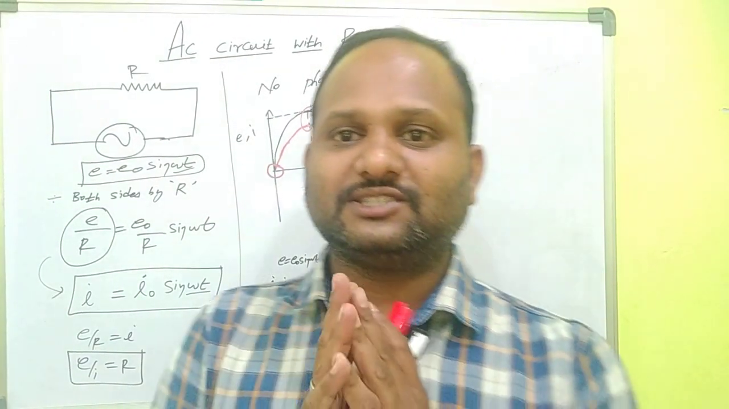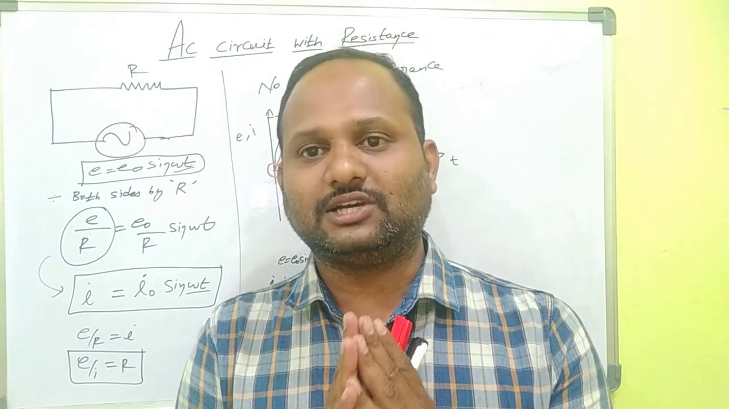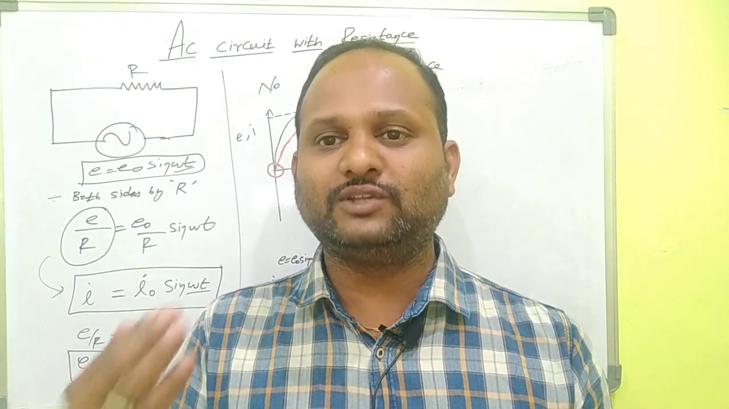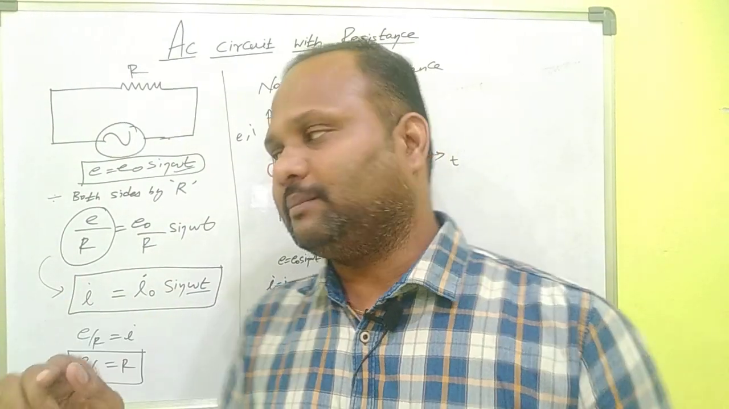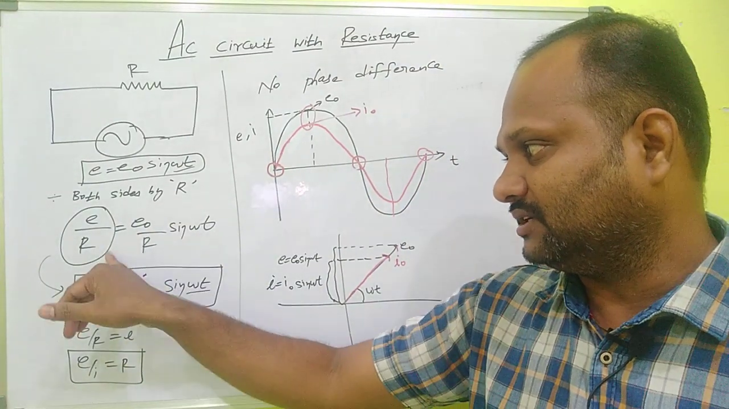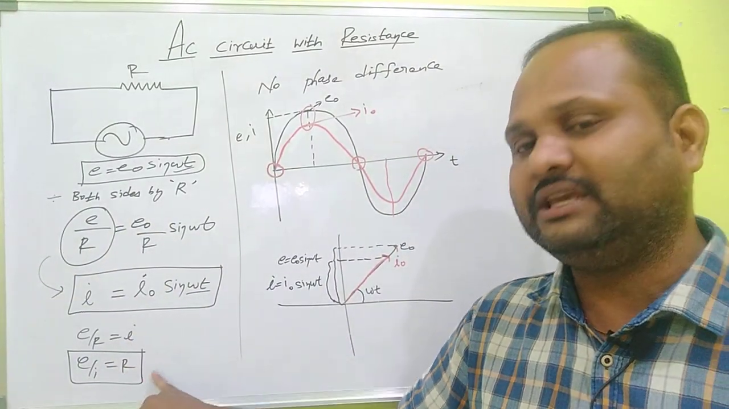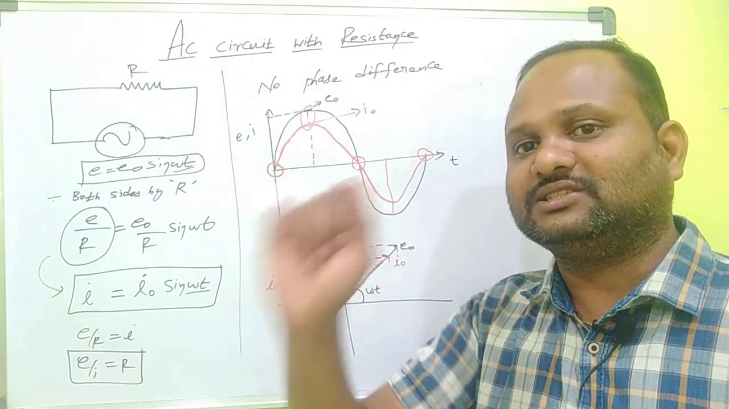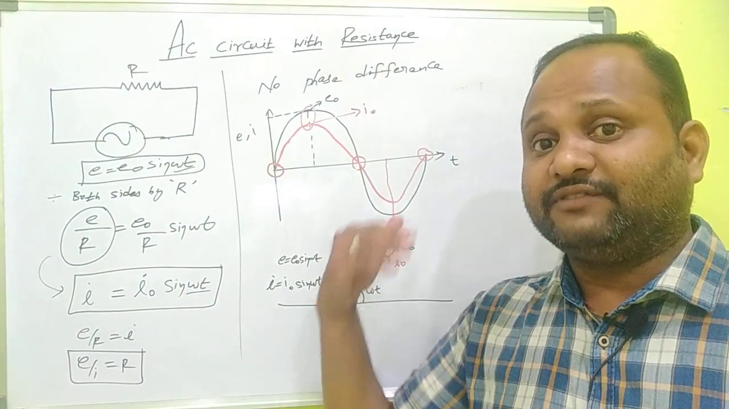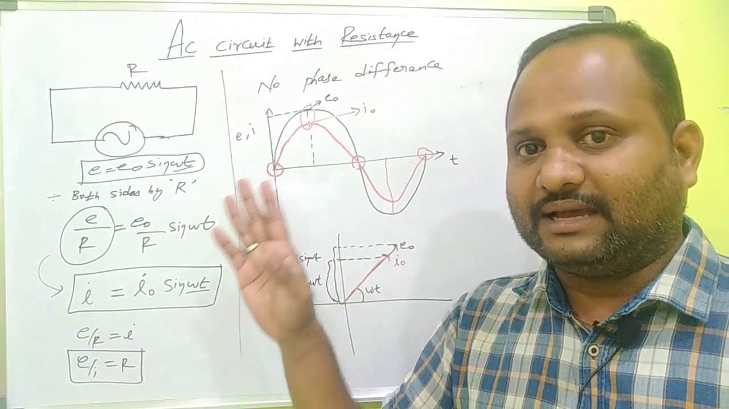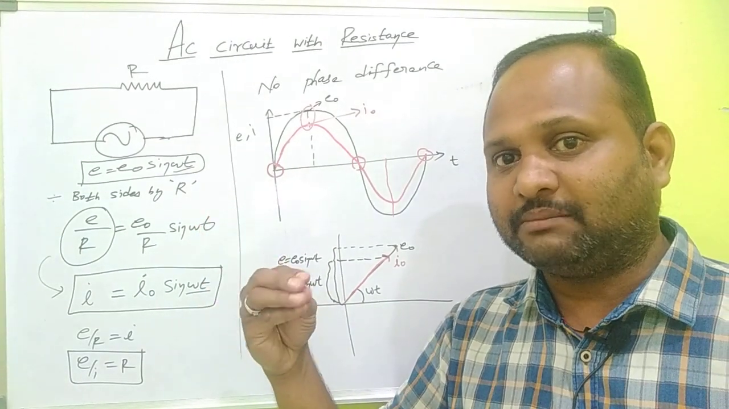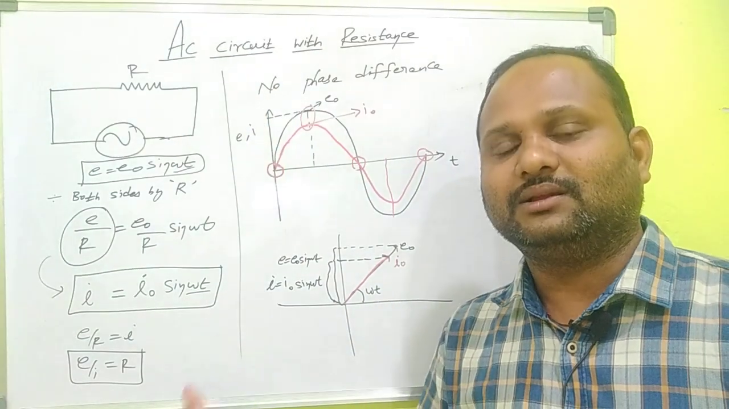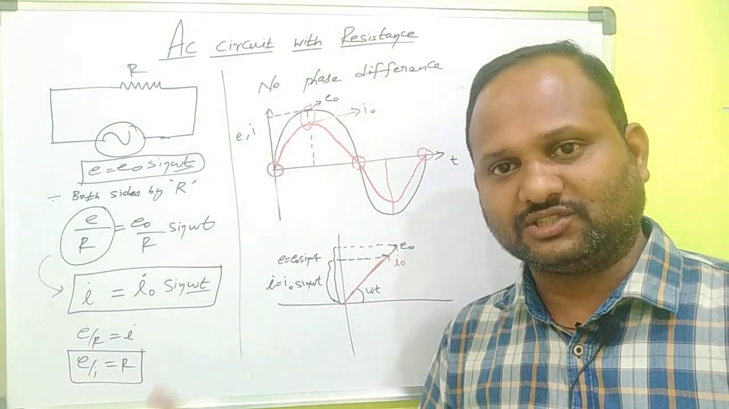In an AC circuit with resistance, the EMF and the current are in phase with each other. There is no phase difference. They are moving together. Here the only opposition is resistance, where E by I is equal to R. The only opposition in the AC circuit with resistance is resistance. In the case of an AC circuit with inductance and capacitance, there may be some additional oppositions, but here the only opposition is resistance.